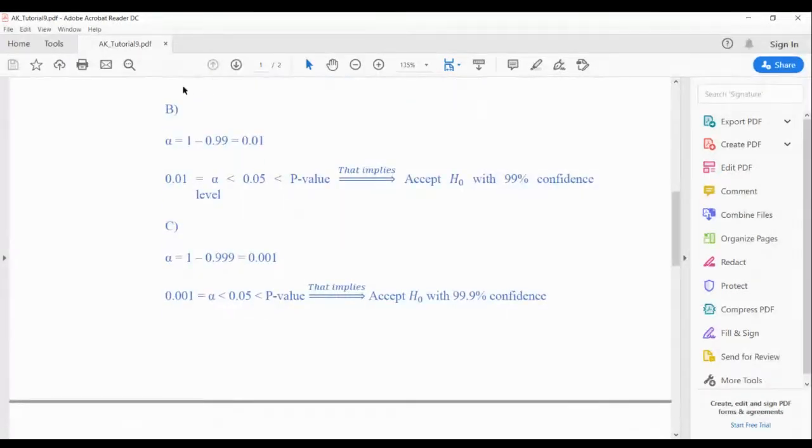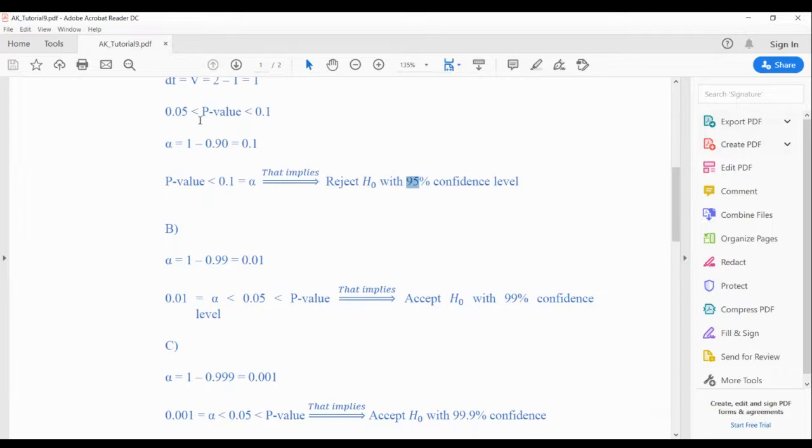Okay, so for the next one, we have 99% confidence level. So here alpha should be 1%, and my p-value, as I know, is between 5% to 10%. Even if you consider the smallest value for p-value, which is a little more than 5%, this is greater than your alpha. So in that case, you cannot reject H0. There is not enough evidence. So we accept H0 with 99% confidence level.